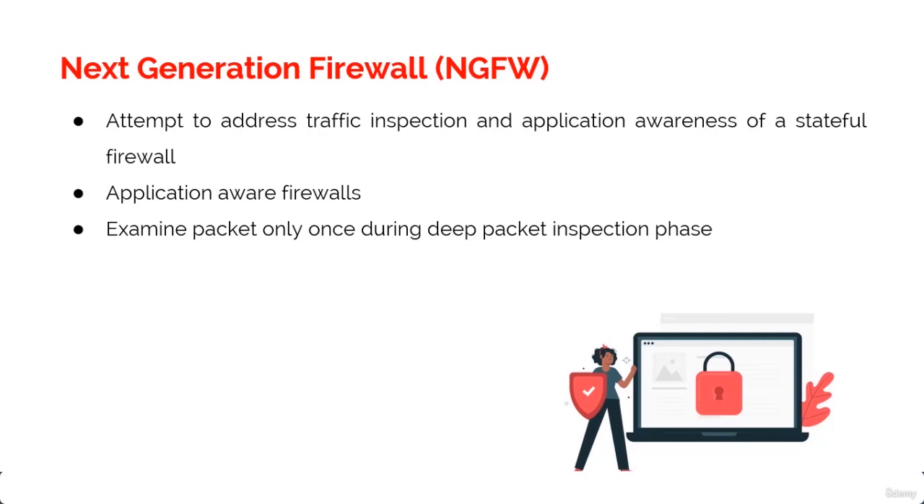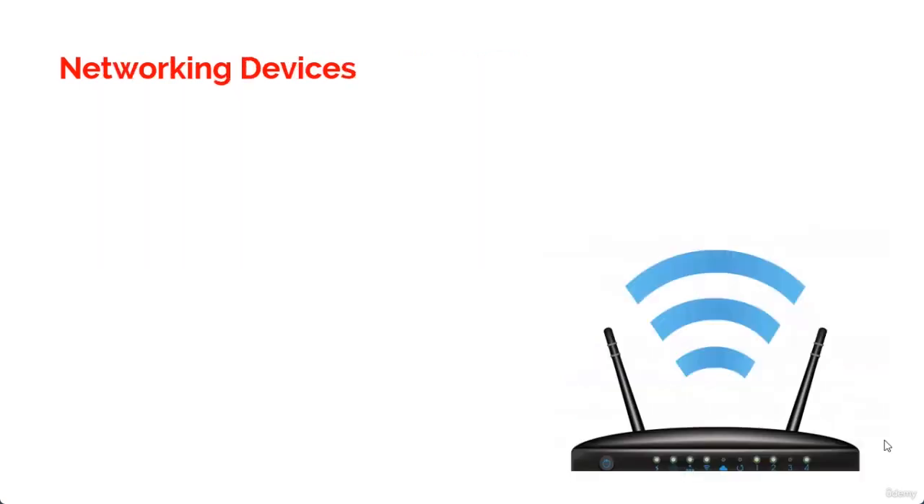Next generation firewalls are application aware, which means they can distinguish between specific applications instead of allowing all the traffic coming in via typical ports. Moreover, they examine packets only once during a deep packet inspection phase, which is required to detect malware and anomalies. That's it. We have completed all the networking devices that you needed to know for this section.